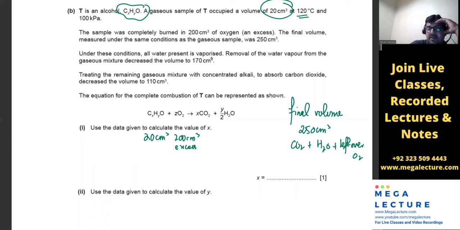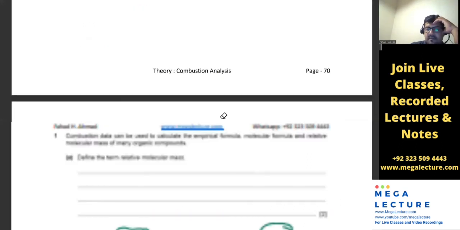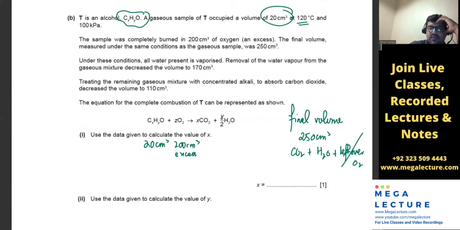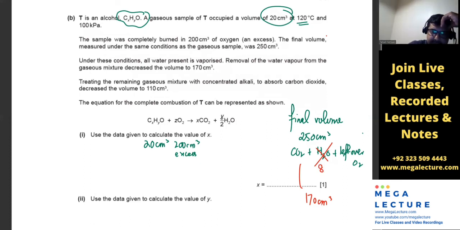So when you got rid of the water, the volume decreased to 170 cm3. So how much water did you have? 80 cm3. Okay, so you had 80 cm3. So I figured out that it's 80 cm3 of water, right?